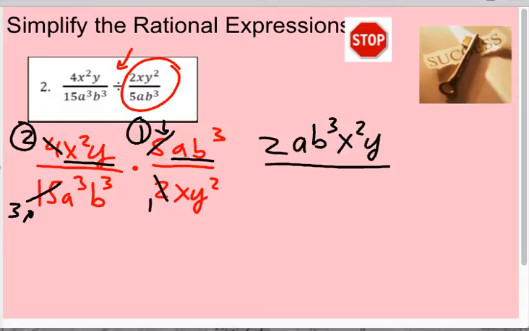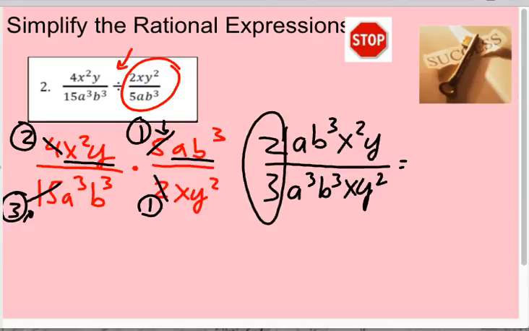3 times 1, right here, is 3. A cubed b cubed, and finally xy squared. The 2/3, your coefficients, the numbers in front, I can't reduce that anymore. Sometimes you can. So it stays 2 over 3.